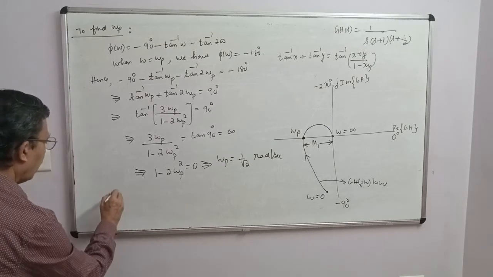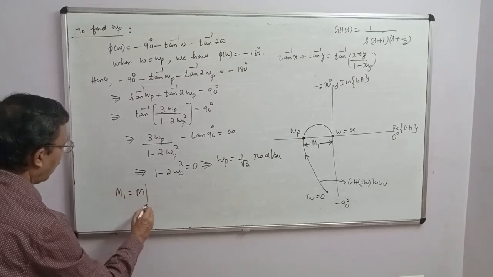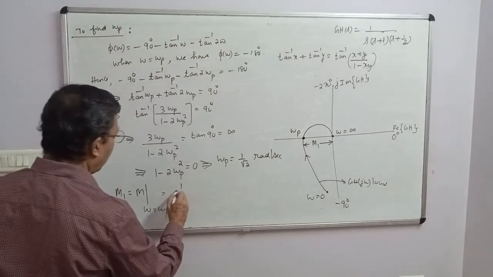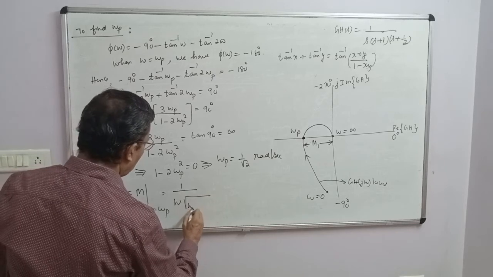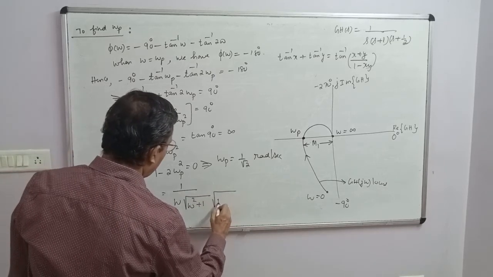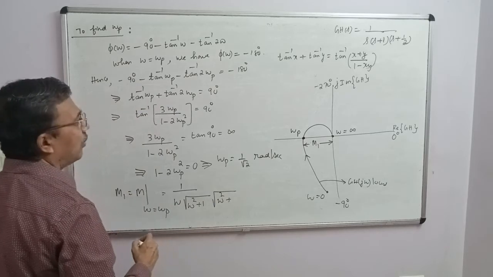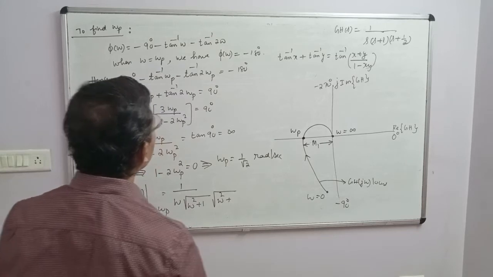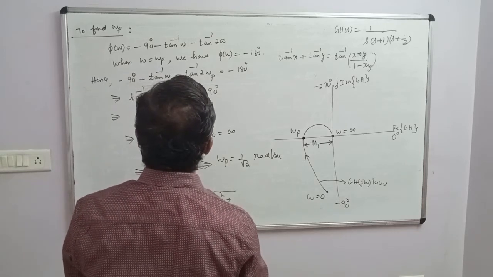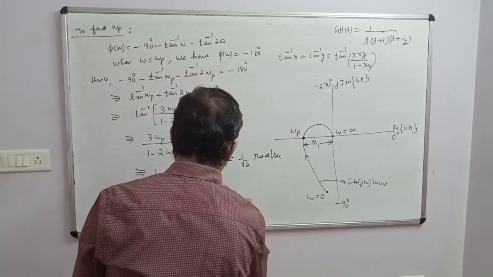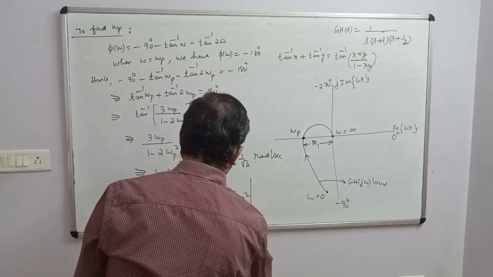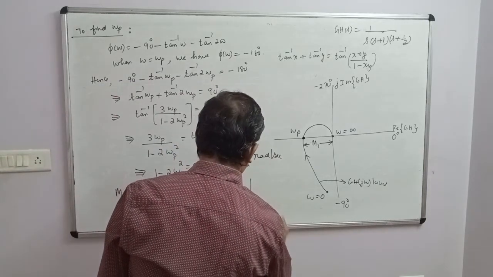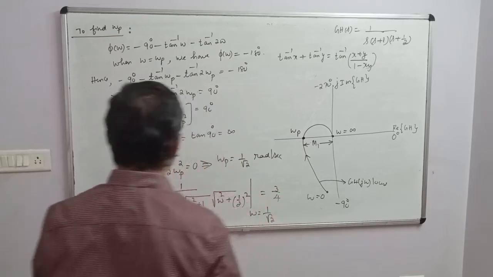So what is m1? m1 is equal to the value of m at omega equal to omega p. What is the expression for m? 1 over omega into root of omega square plus 1 into root of omega square plus half square. Omega is equal to what? Omega is equal to 1 by root 2. If you substitute, you get the value 3 by 4.